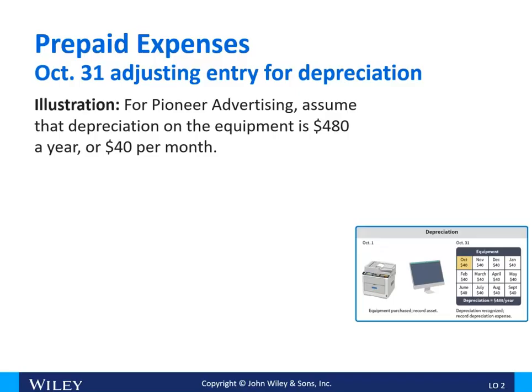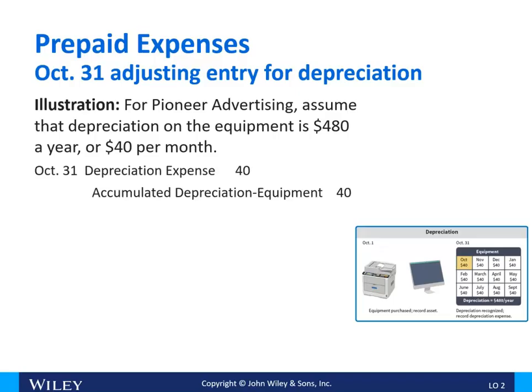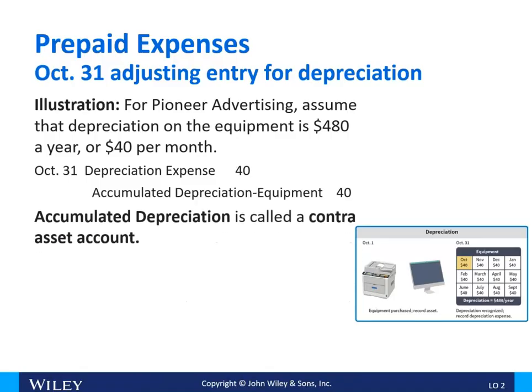In this example, Pioneer Advertising assumes that depreciation on the equipment is $480 per year. If we divide that by 12 months in a year, we get $40 per month. So for October, we're going to debit depreciation expense for $40, and we're going to credit an account called accumulated depreciation equipment. What is that accumulated depreciation equipment account? That is a contra asset account.